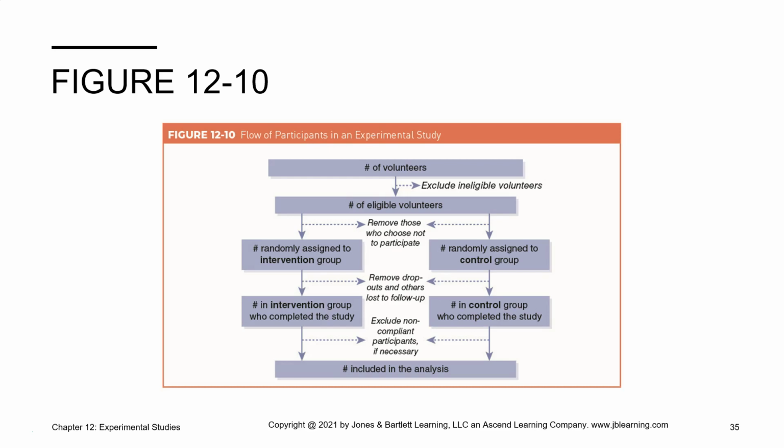So figure 12.10 goes over a flow of participants in an experimental study to show the differences in people dropping out and people being included in the analysis, and you can see that the numbers will be different based on how many dropouts there are.